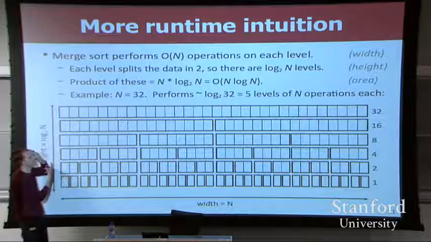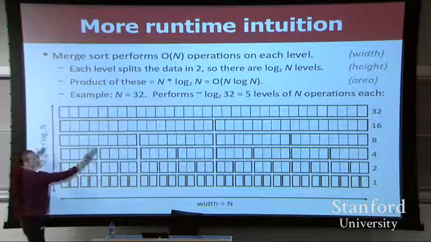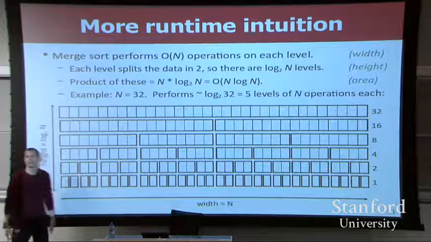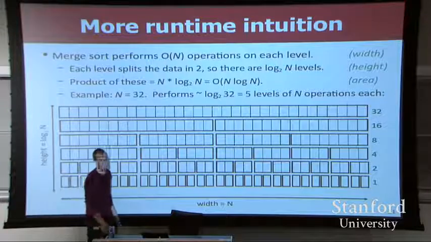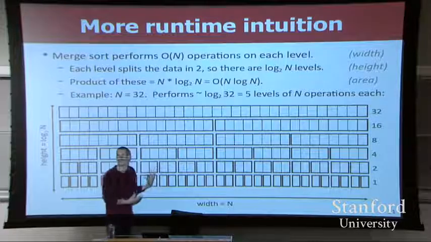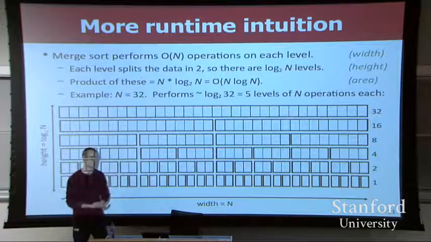So this thing is n log n in size. If you calculated the area of this, it would be n times log n, n log n. That's the runtime of the algorithm. So anyway, that's not a rigid proof. That's how I think of it. That's how I have an intuition for it.